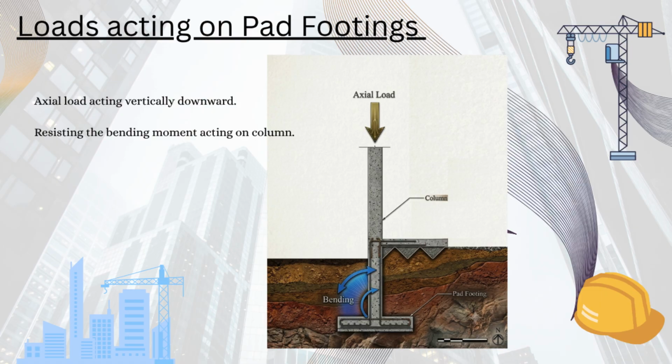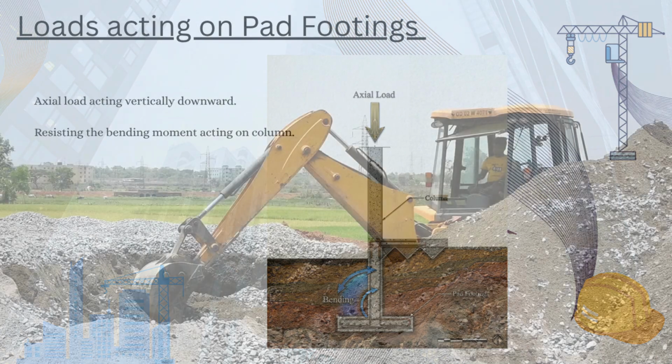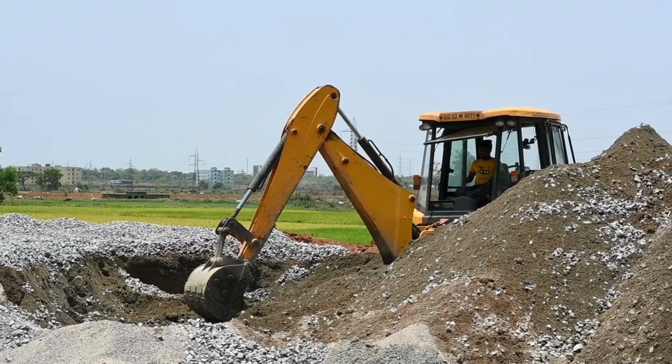Pad footings are generally selected when the building is supported by individual columns, the soil has adequate bearing capacity, structural loads are light to moderate, the columns are spaced far enough apart so that the footings do not overlap, and the groundwater conditions allow economical excavation. Now let's see how a pad footing is constructed.